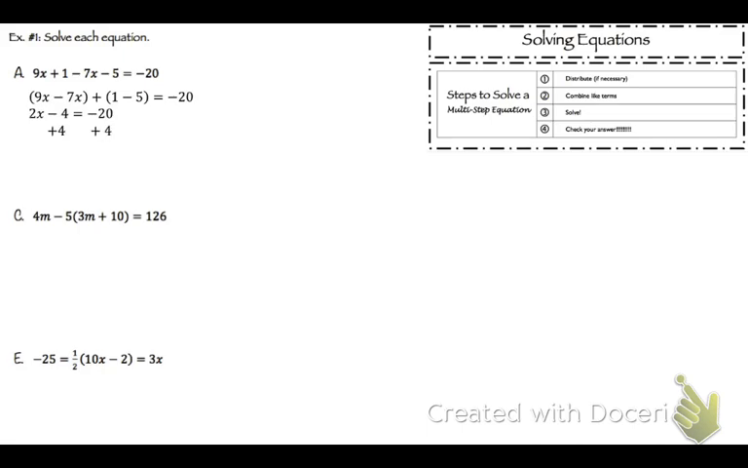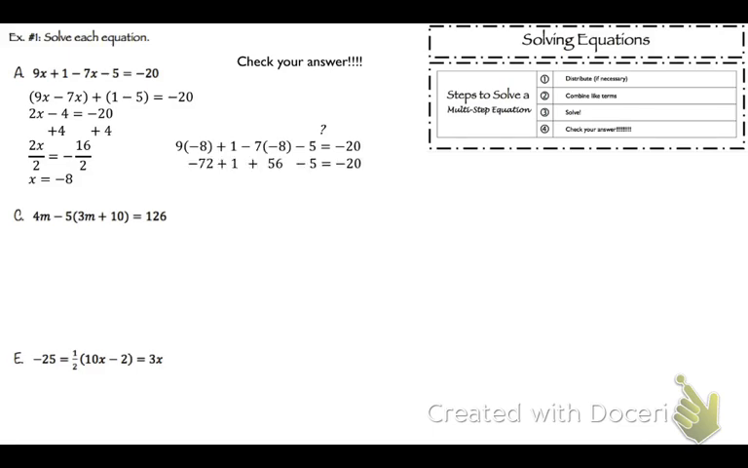Then I'm going to move the 4 over, get 2x equals negative 16, divide by 2, x equals negative 8. So we solved it. Now we're going to check our answer. So I'm going to plug in negative 8 for my x's, and I need to see if that equals negative 20. You can go through and multiply that out, like 9 times negative 8 is negative 72 plus 1. Negative 7 times negative 8 is positive 56, and then negative 5. Add all that together, you get negative 20 equals negative 20.